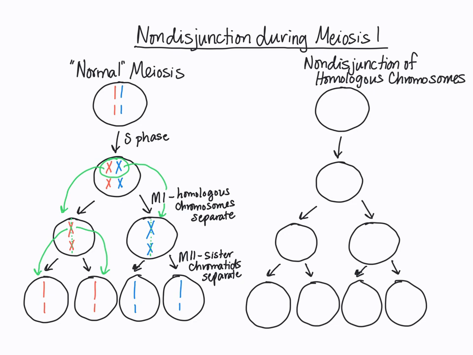Now, if we jump over to what happens when there's a non-disjunction that occurs during meiosis 1. So we start out the same with our homologous chromosomes. And we still have that S phase of interphase that happens. So these chromosomes become X-shaped. So in non-disjunction of meiosis 1, what happens is that these homologous chromosomes fail to separate properly. So instead of them separating into two daughter cells, what we might end up with is something that looks like this.